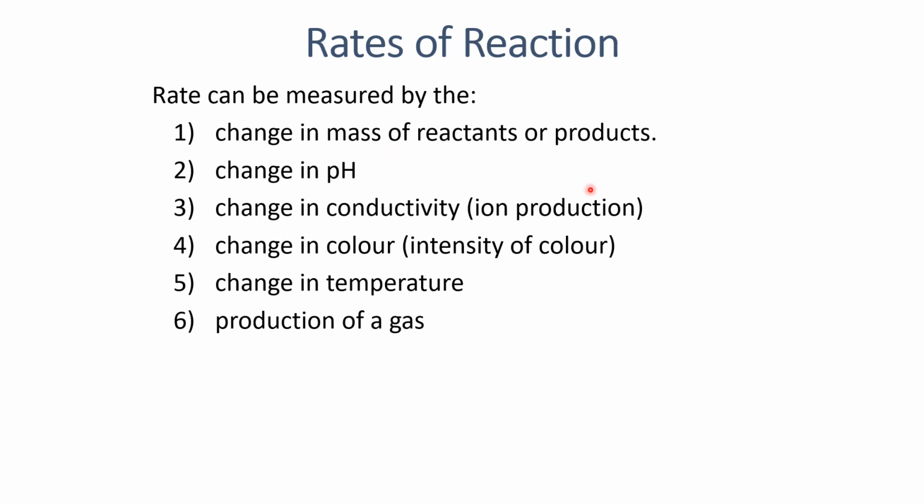All these things can be measured, and from there you can see how the rate of the reaction is changing. For example, take the change in color. In a reaction where the reactants have a different color from the products, you can see how much time it takes to change the color, and from there you can see the rate of that reaction. Similarly, production of a gas can also be considered. When a gas is produced, you collect it, and based on the volume of gas produced, you can calculate the rate of the reaction.